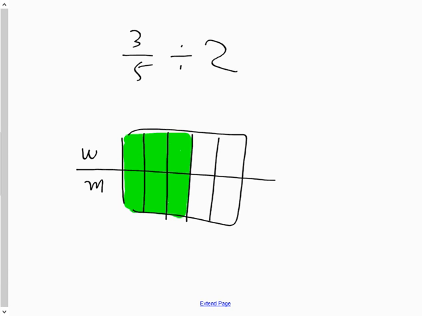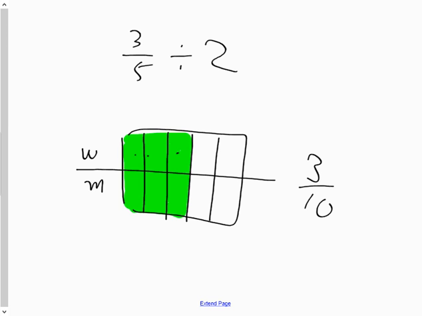What's my denominator right now after I make that cut? It's 10. There are 10 parts. And how many pieces of chocolate do I get? 3/10. So if you have 3/5 divided between 2 people, the answer is 3/10.